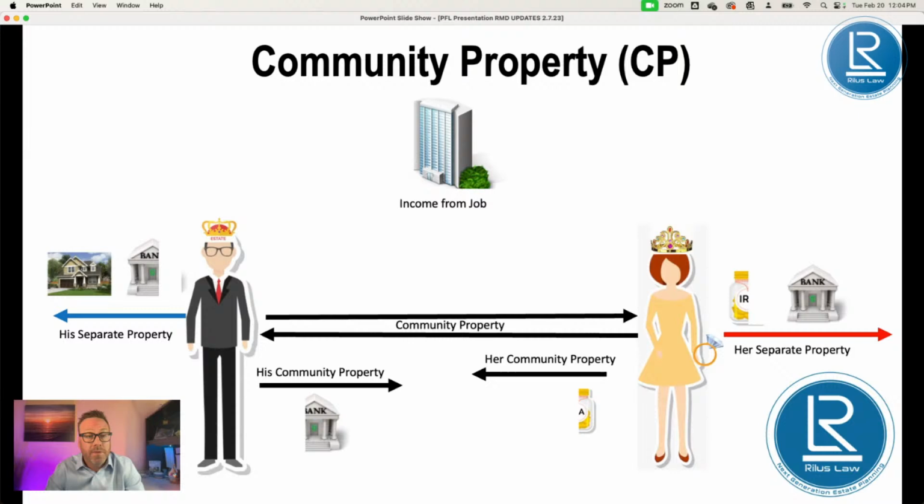So let's say he sells this house. He decides to sell this house that he had before marriage and buys a new house. So what happens to that? If he buys it in both of their names, then it's community property. It depends on how he takes title.